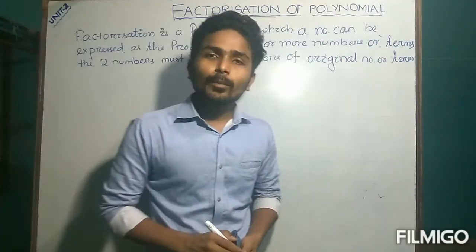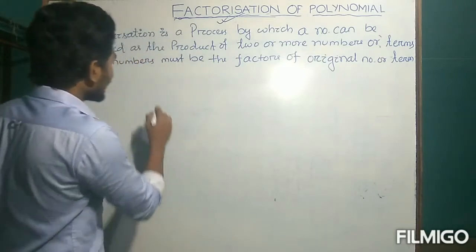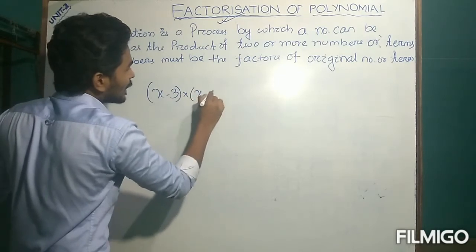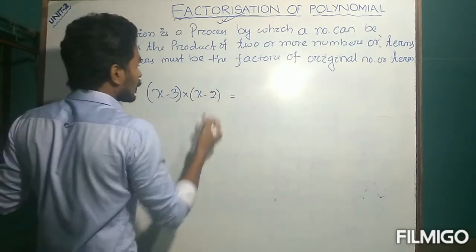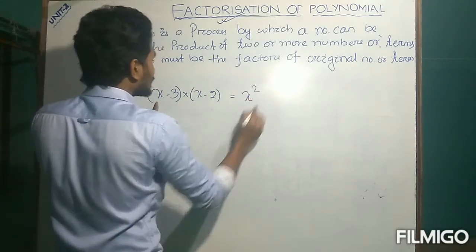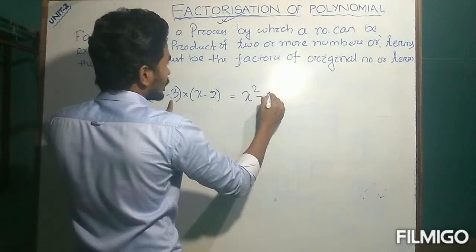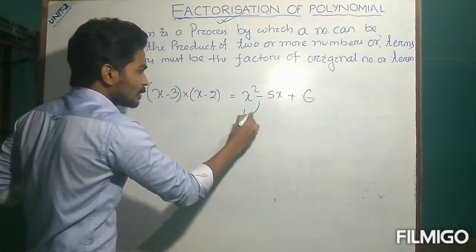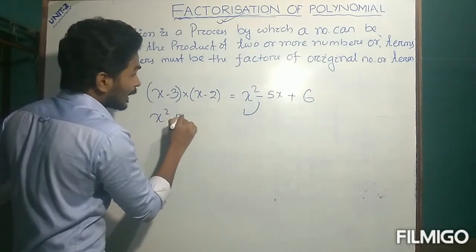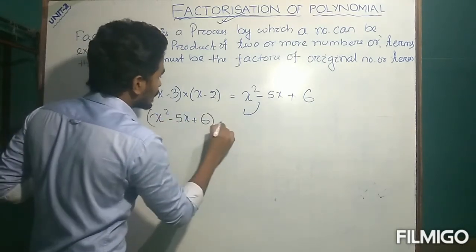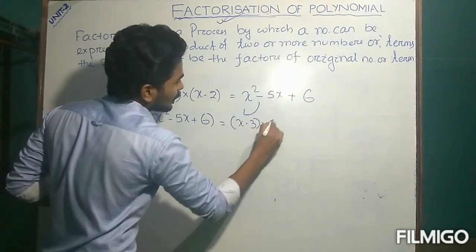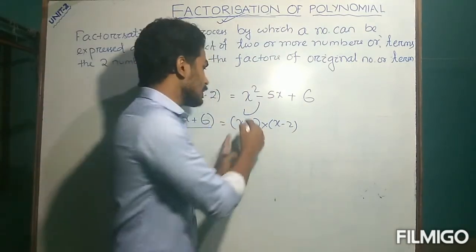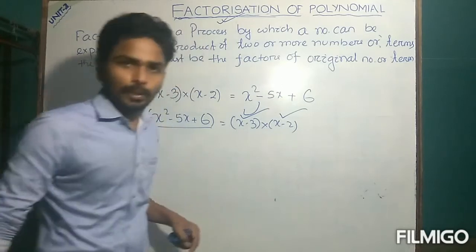Now here comes the most important concept. Suppose we take an example (x - 3) into (x - 2). After the multiplication it will give x² - 5x + 6. Conversely, you can write x² - 5x + 6 as (x - 3) into (x - 2). So this polynomial can be written as the product of this linear polynomial and this linear polynomial.